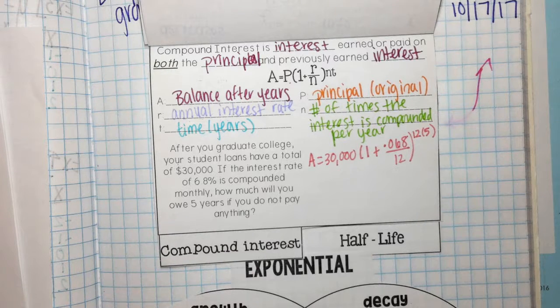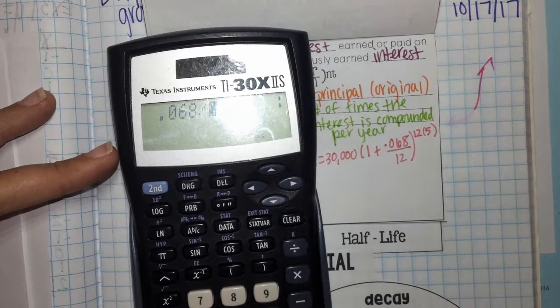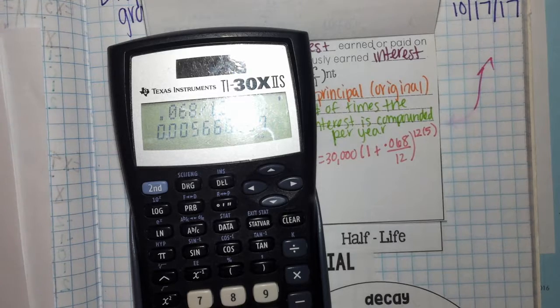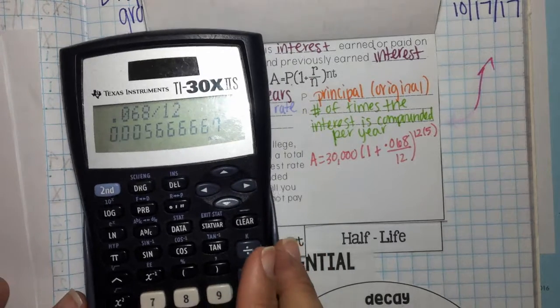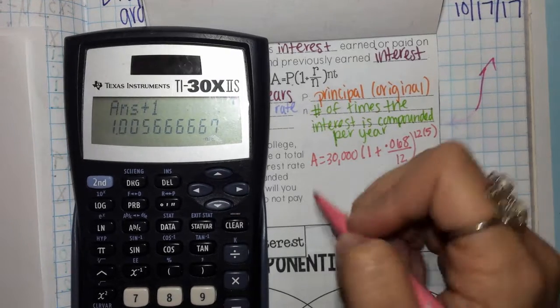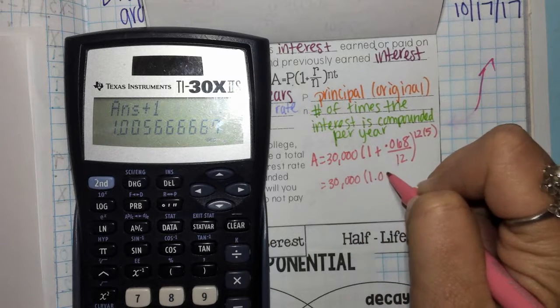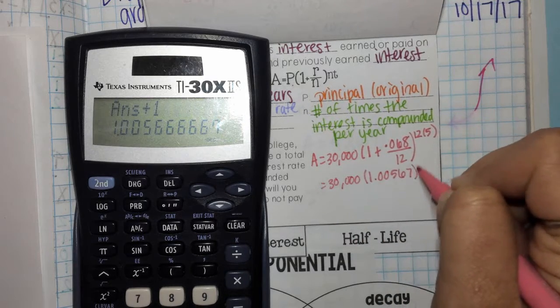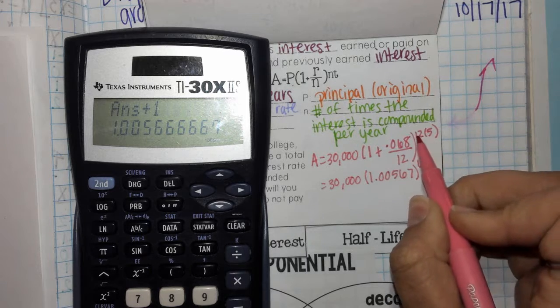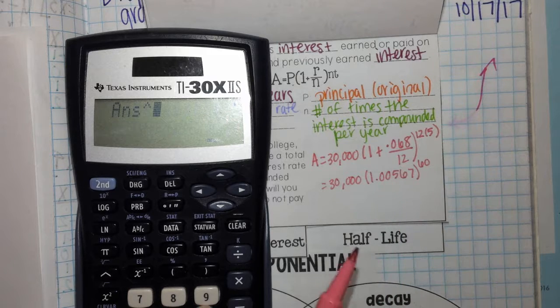So what you're going to do first is you're going to get your calculator. And you're going to do 0.068, and you're going to divide that by 12. And then you're going to add 1 to that. Okay, so we're going to write that down. We have 30,000 times 1.00567 to the 60th. Now, 60 came because I did 12 times 5. Now, I'm going to hit the caret button, and I'm going to raise this number right here to the 60th power. And then I'm going to multiply it by 30,000.